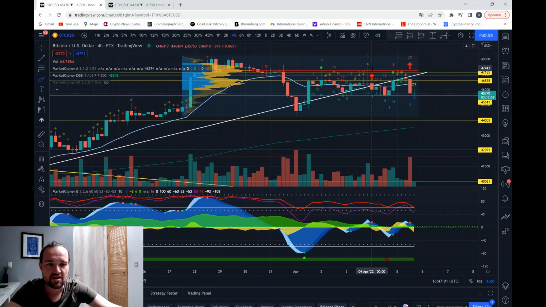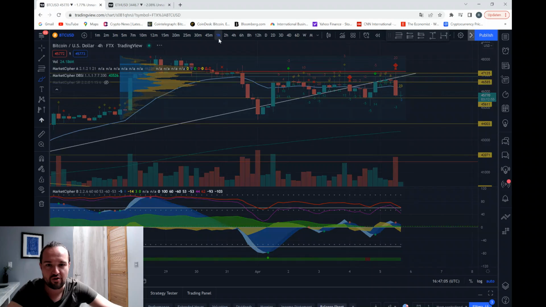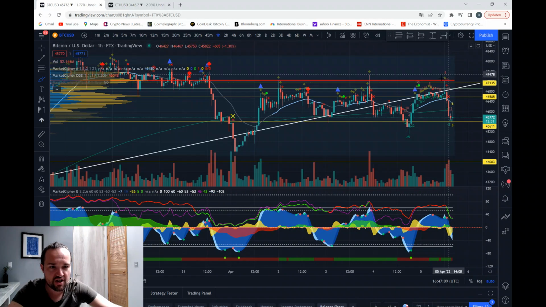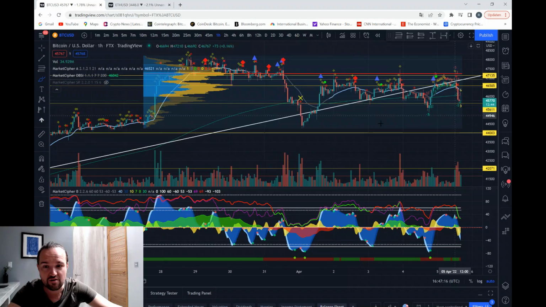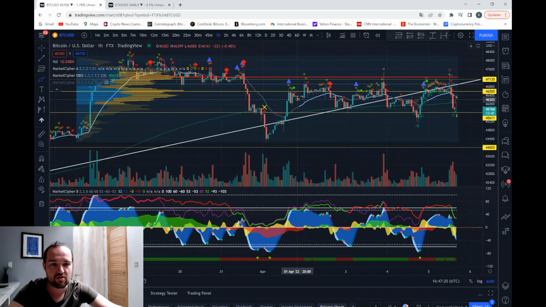BTC, let's head back there, since the Wi-Fi is back. We already did the 4 hourly, so let's quickly head over to the hourly. There you see, like I said, also here very perfectly, a resistance at the high volume and now going lower. Here we are trading, as you can see, in the oversold area.